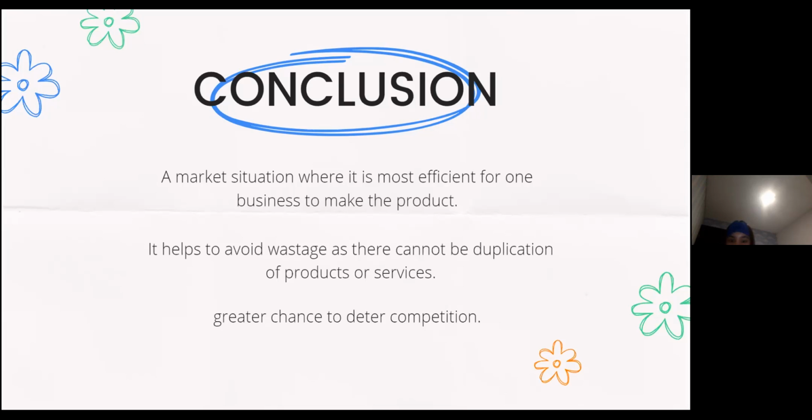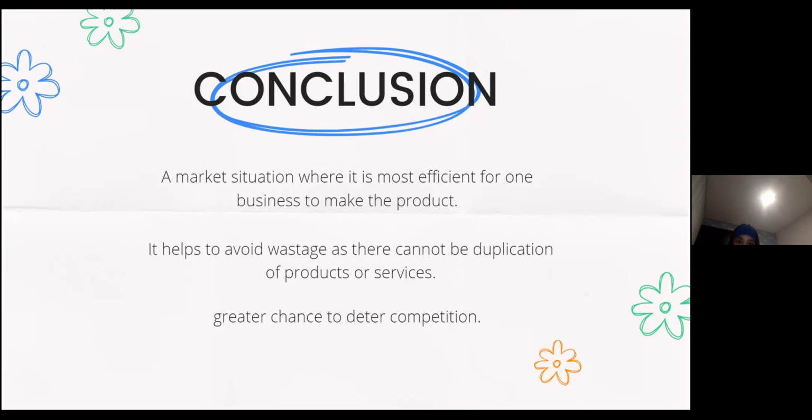The first reason is that it helps to avoid wastage, as there cannot be duplications of products or services. Natural monopolies beneficially exist because realistically, if additional firms entered the market, their presence would result in a wasteful duplication of resources and higher prices for the consumer. This means that competition actually reduces the welfare of consumers and that the market is more efficient with the existence of only one firm.